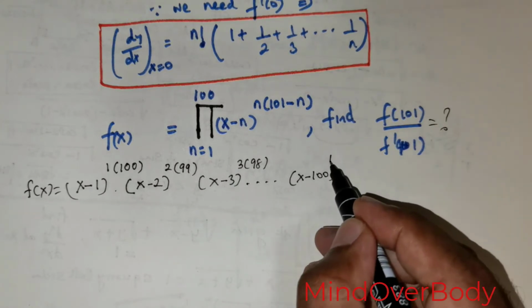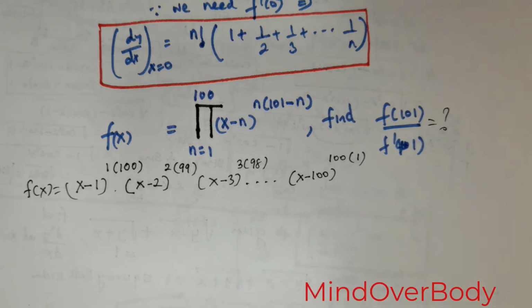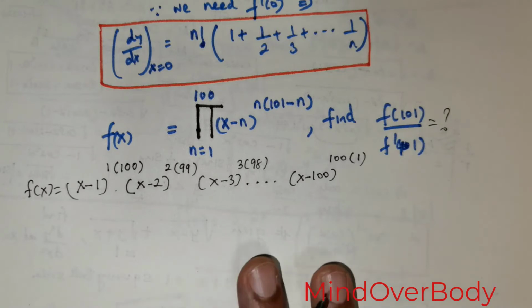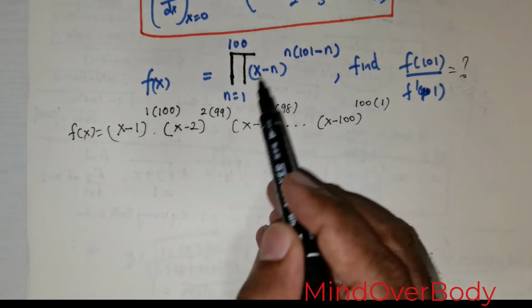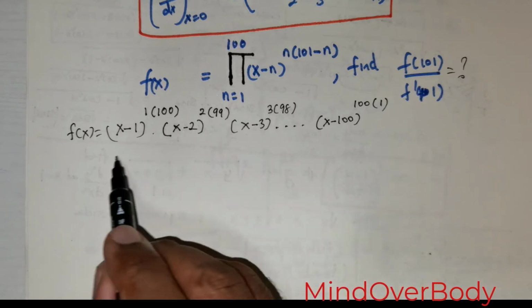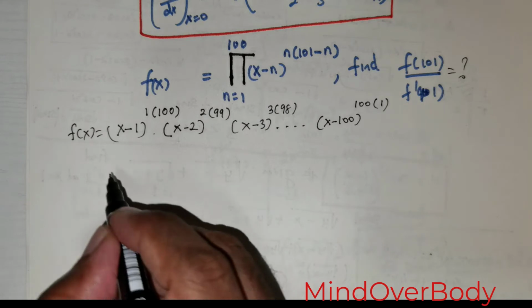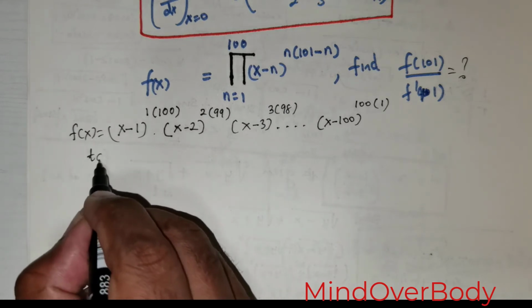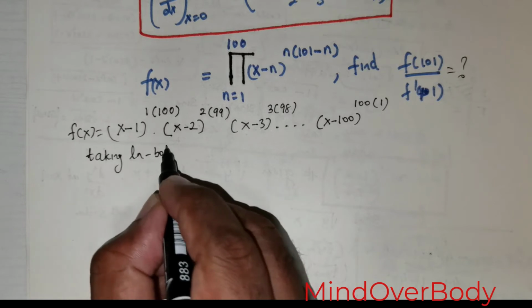So you're going to have 100 here, and that has to be multiplied with 1. So this is the entire output for the product function. So instead of writing like this, you can use this symbol and write the product function. So now what I'm going to do is take ln both sides.